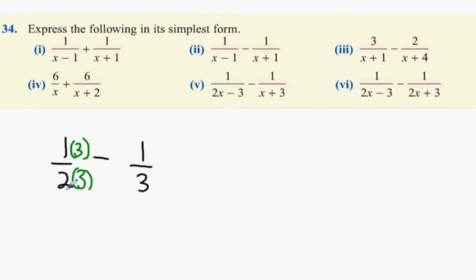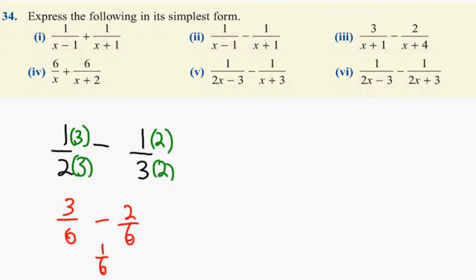The 3 then looks over, and what does it see? It sees the 2. So it's going to be 3 multiplied by 2, and 2 multiplied by 3. Now all of a sudden you're going to get 3 over 6 minus 2 over 6, and the answer is 1 over 6. Now, these fractions above are absolutely no different. They obey the exact same rules as the other ones.